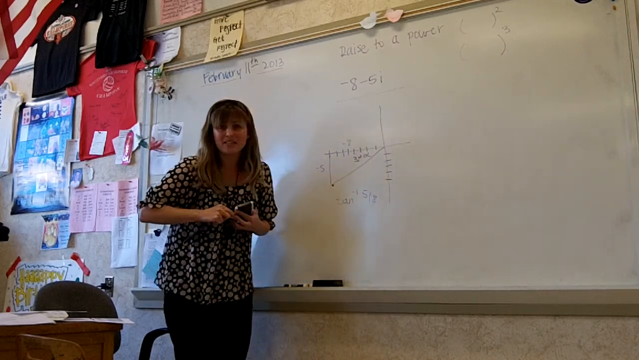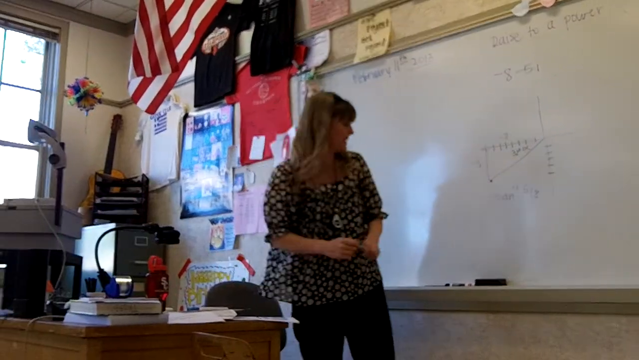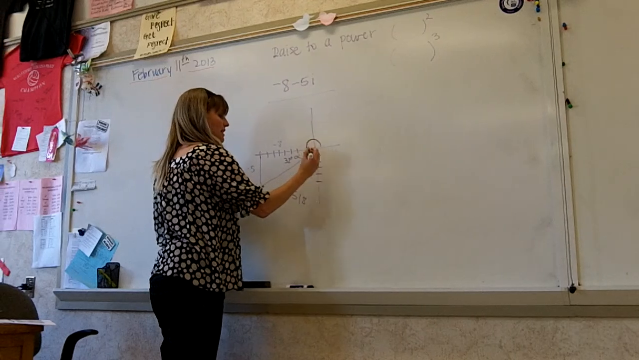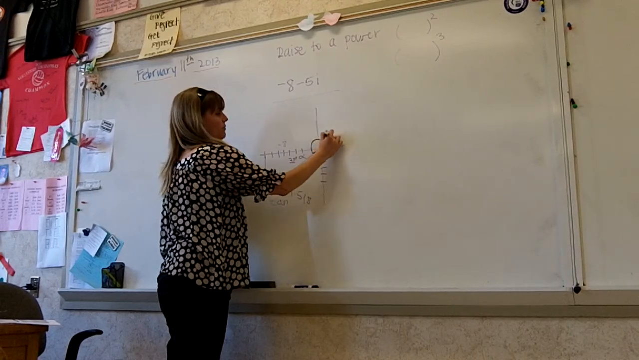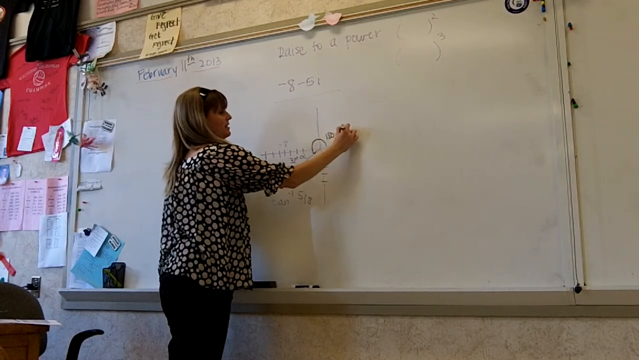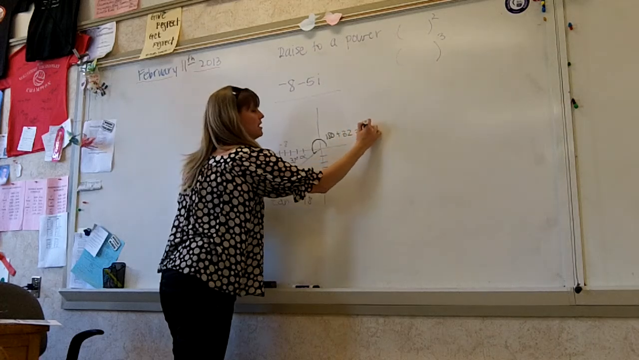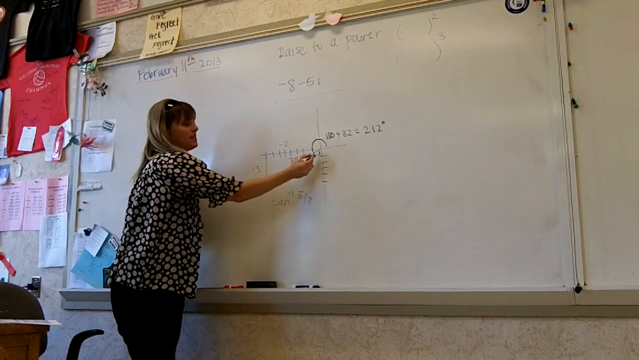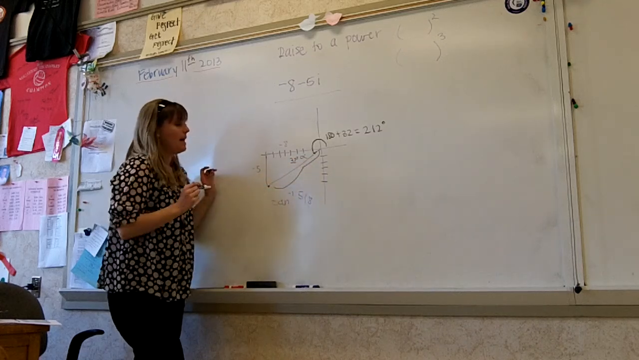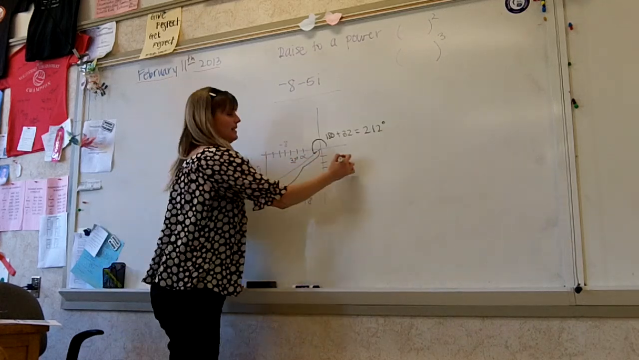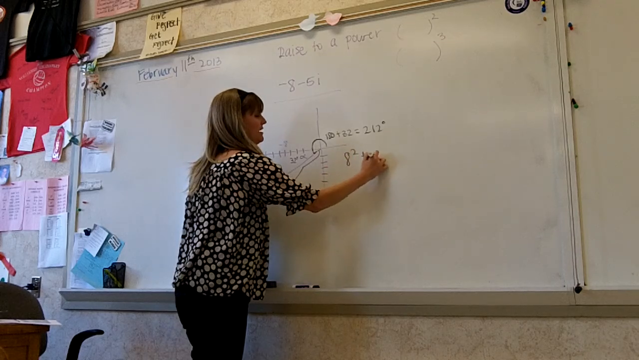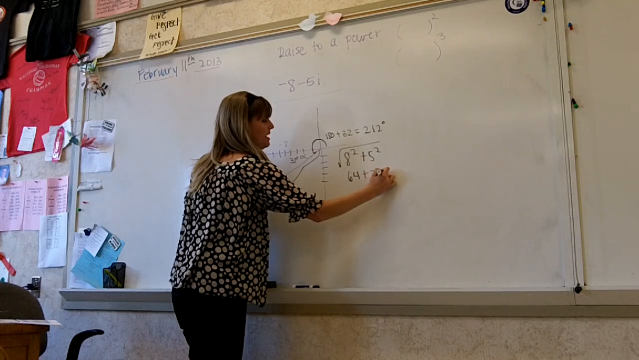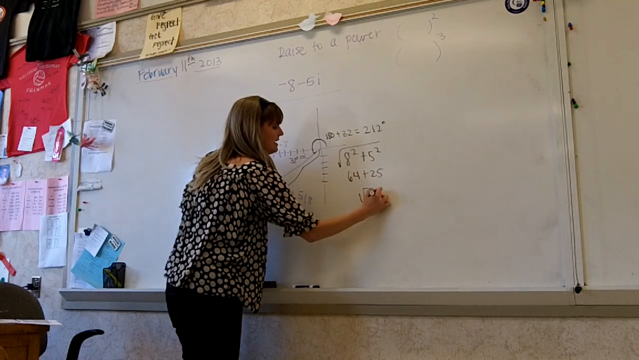But don't write 32 degrees because you have to do something that's going to get you to the 3rd quadrant. So this is really at 180 plus 32, which is 212 degrees. But then we also need to figure out this distance right here. And that's easy. That's just the Pythagorean theorem. So 8 squared plus 5 squared, square root, is 64 plus 25. So I get the square root of 89.